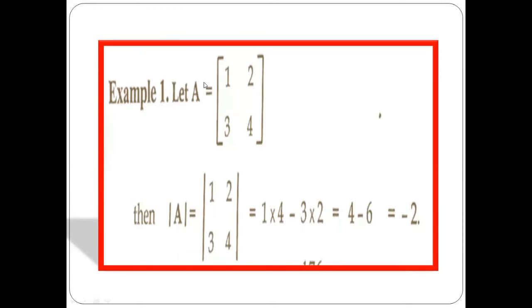Before finding the determinant, you will convert this square bracket into these two straight lines. It is important to convert the square matrix into this sign. It is the representation of the determinant. The determinant is also denoted by A with two straight lines.